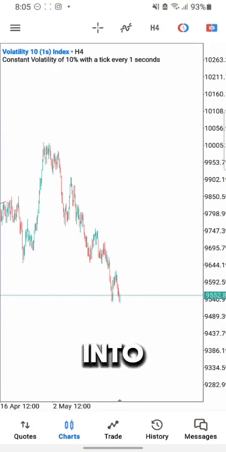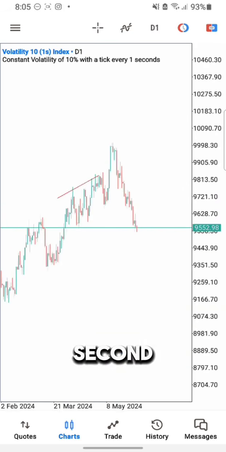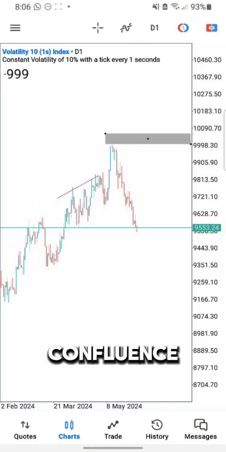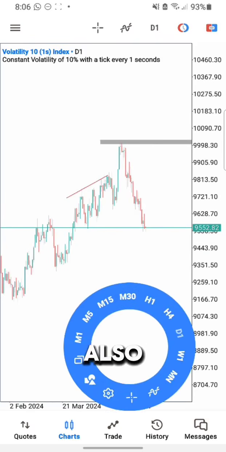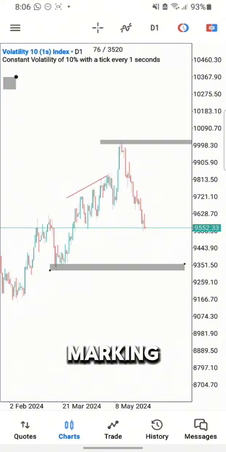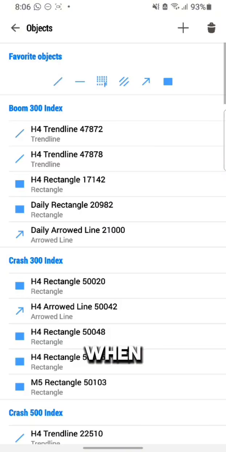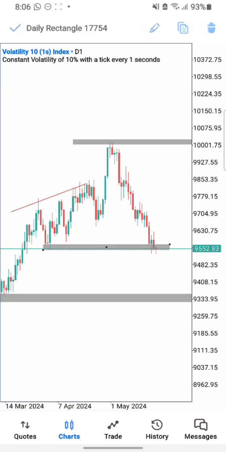So let's jump right into it. We're going to start with volatility 10 1 second. In volatility 10 1 second, what we have to first do is mark the major areas of confluence, that is the resistance line that I'm putting the block right there, and also we make another major line that is marking support. These are important because you would want to know when the market is going to face a little bit of challenge before it proceeds where it is supposed to go.